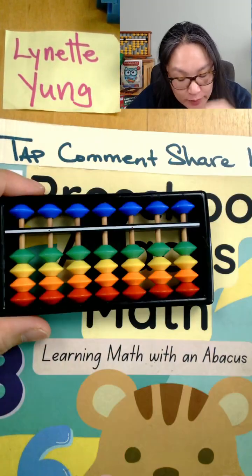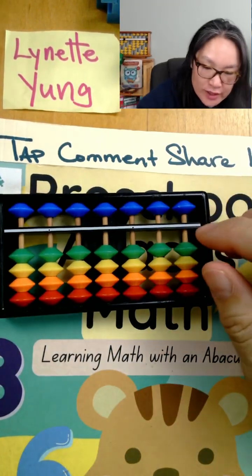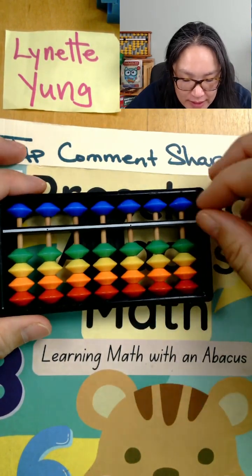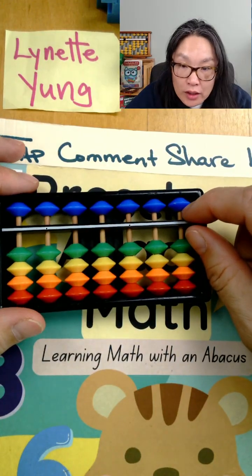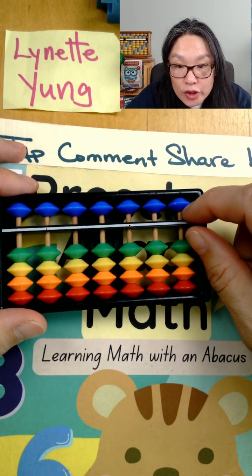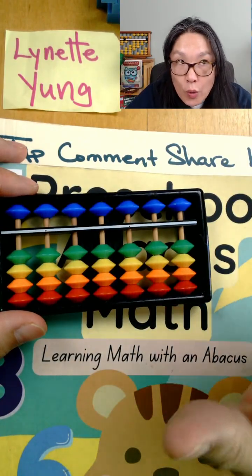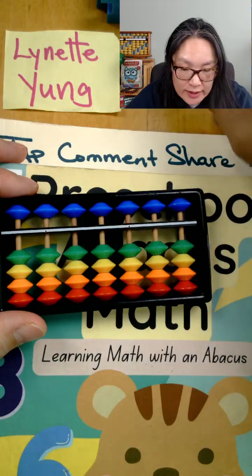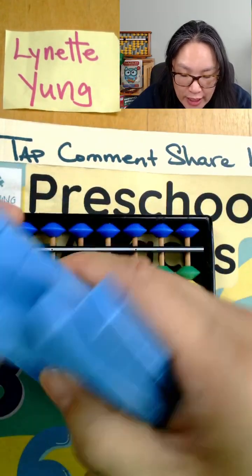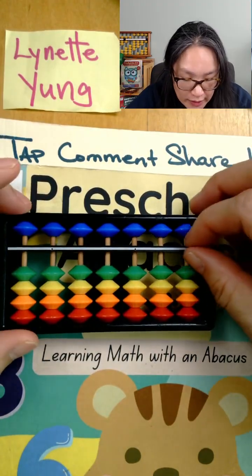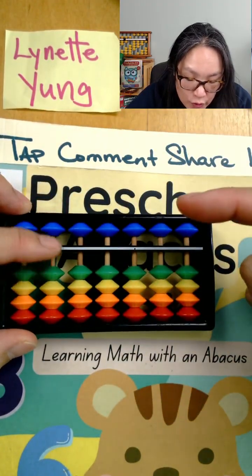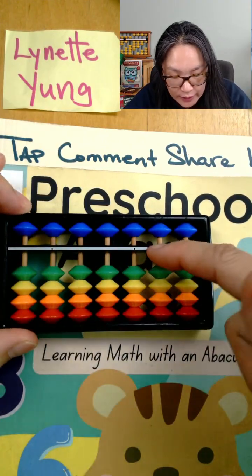So the first thing would be to get the kids to understand how to read the abacus. And depending on how old your children are, hopefully they're open to learning a new way of doing things. I mean, the kids are learning how to use the 10 block. Hopefully they're open to learning how to use the abacus. But you do have to go through the steps of understanding how to read it.